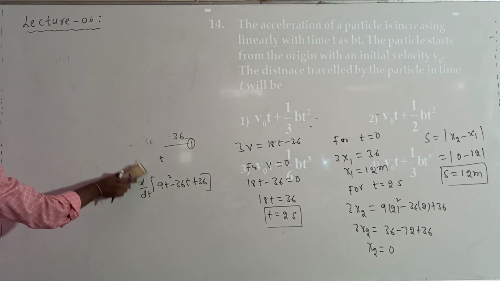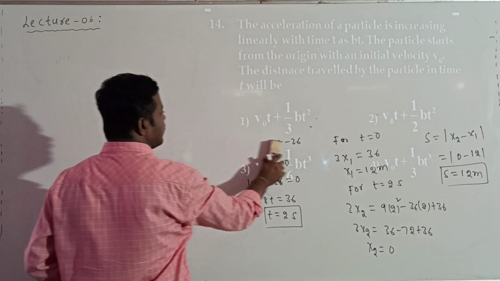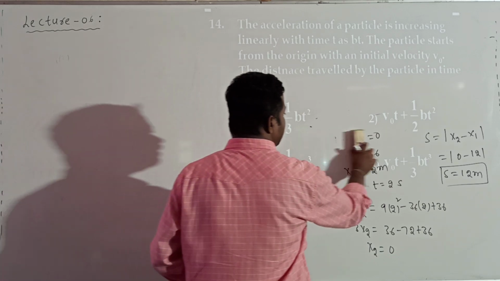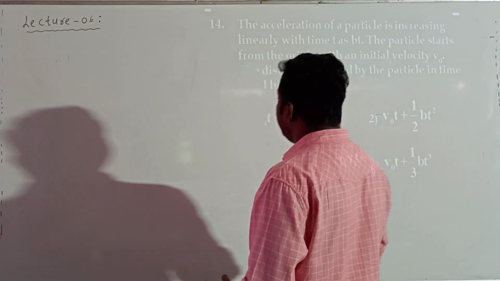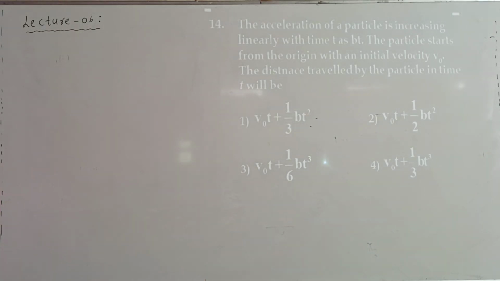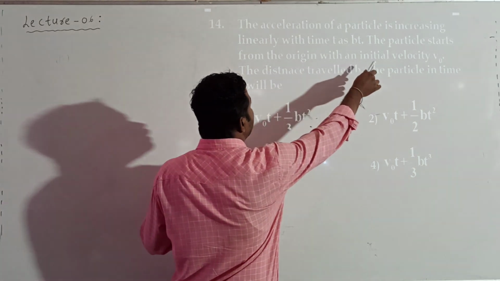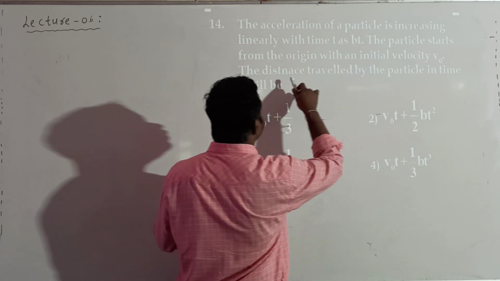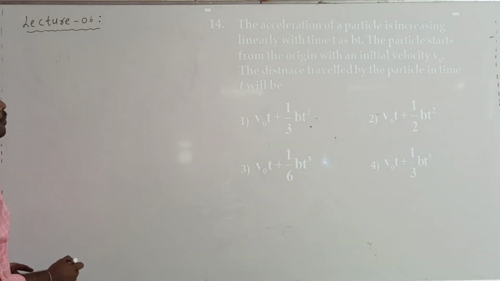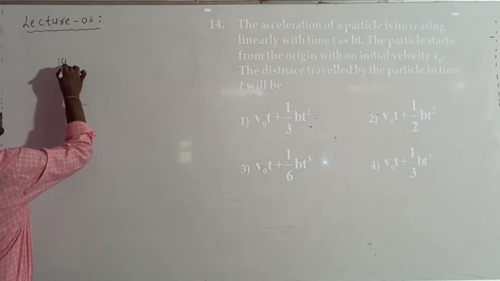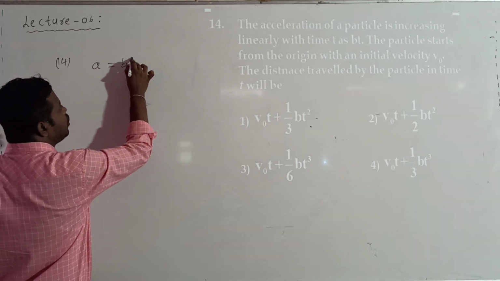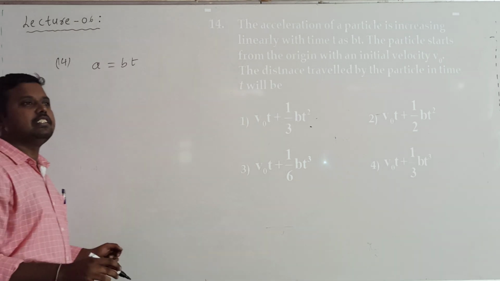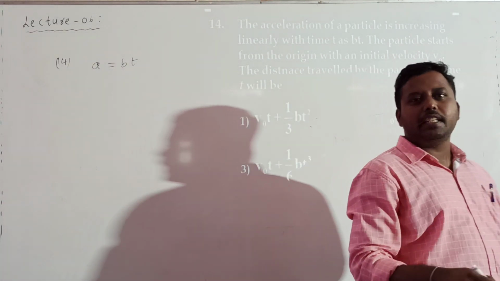Question number 14. So in this 14th one, what they are asking is: the acceleration of the particle is increasing linearly with time t as a = bt. The particle starts from the origin with the initial velocity v0. Find the distance traveled by the particle in a time t. So in this 14th one, they have given acceleration, increasing with time according to the relation a is equal to bt. They are asking us to calculate the distance traveled in a time t. Initial velocity they have given as v0.